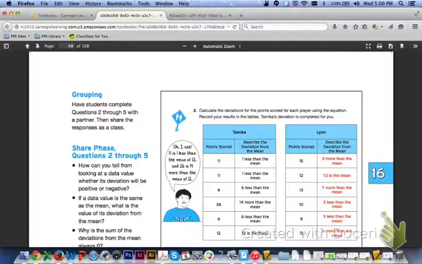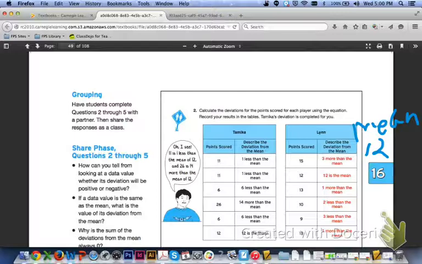So here you can see the answer key. For Lynn, she had 15 points scored in one game. So the deviation would be 3 more than the mean, because again for her, the mean was 12. So again, you would have to subtract 12 from 15 to get the deviation from the mean. 12 minus 12, 12 is the mean, so 0 from the mean.